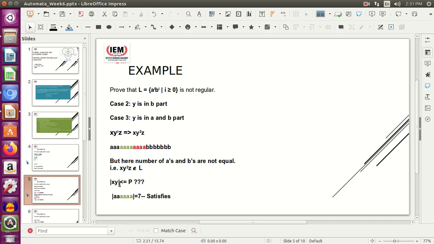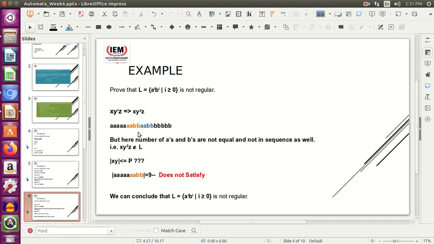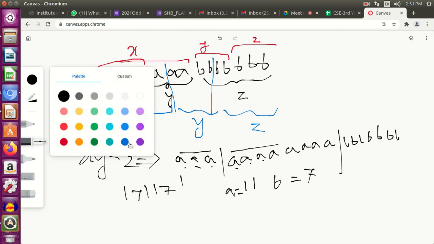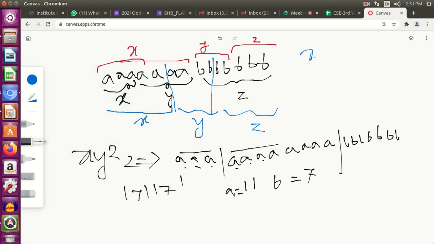But you need to check this for all the cases, right? So let us go to some other case where y was a part of both a and b. Now if you try to write x y raised to the power 2 and z for this case number 3, the string you are going to get is, for x, 1, 2, 3, 4, 5.